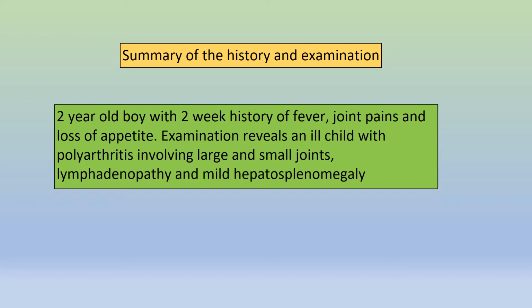A 2-year-old boy with 2 weeks history of fever, joint pains, and loss of appetite. Examination reveals an ill child with polyarthritis involving large and small joints, lymphadenopathy, and mild hepatosplenomegaly. He also had a skin rash which appeared at the height of temperature in the evenings.